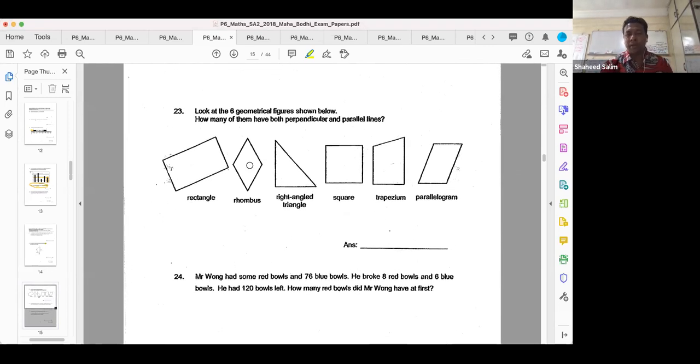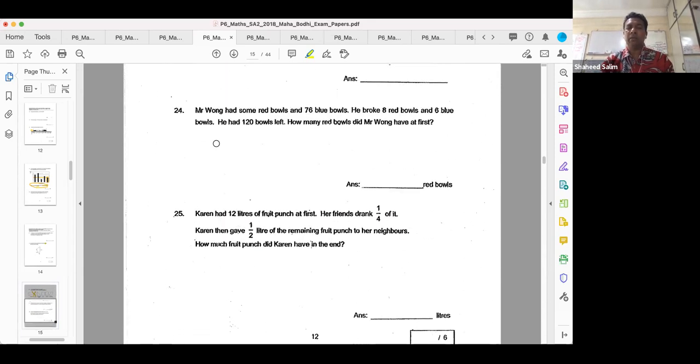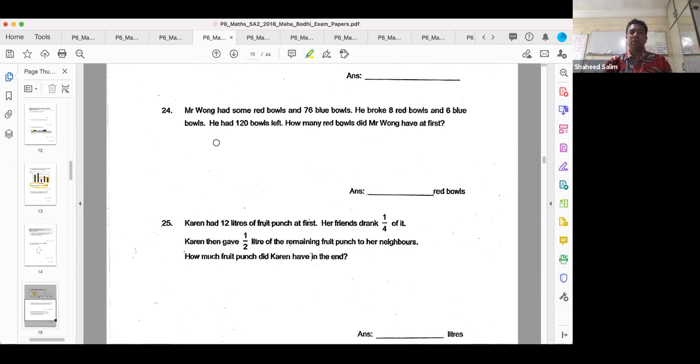Okay, we try question 23. How many of them have both perpendicular and parallel? Parallel, you know the meaning: 2 straight lines. Perpendicular is meeting at 90 degrees. And this question has a mistake. Sorry. Because they will say this one is parallel, no perpendicular, but a rhombus can have perpendicular. Forget it, there's a mistake in the question. Sorry. Question 24.